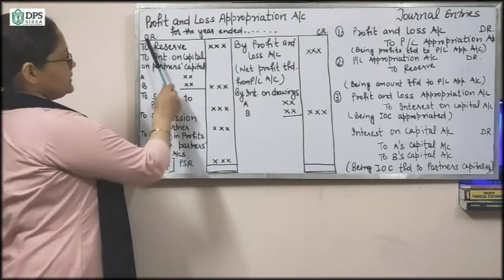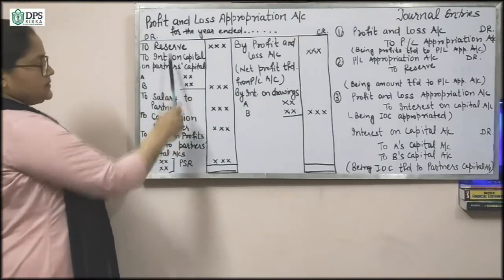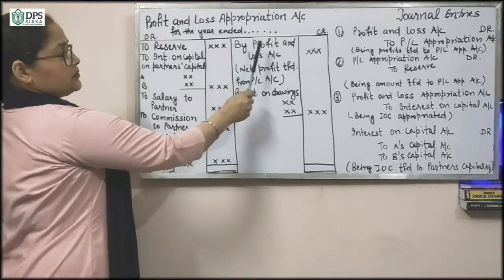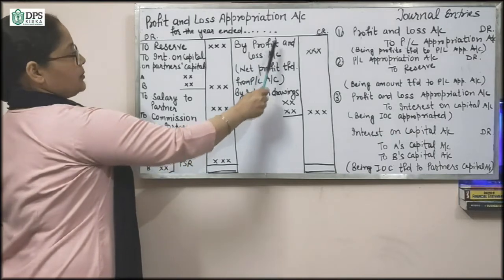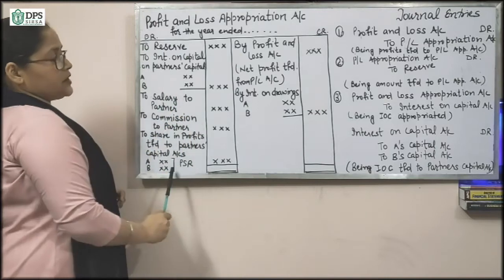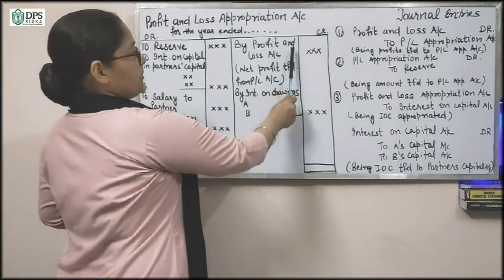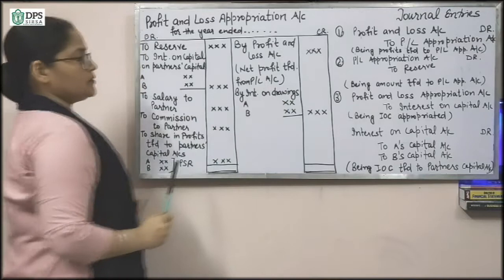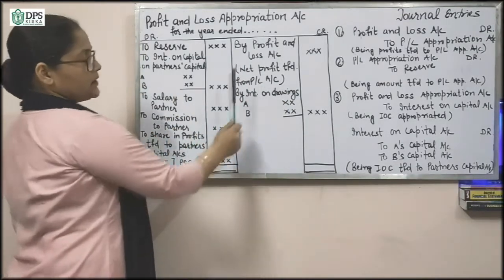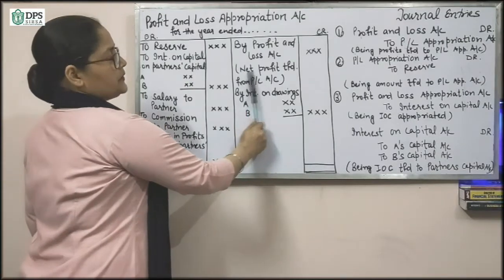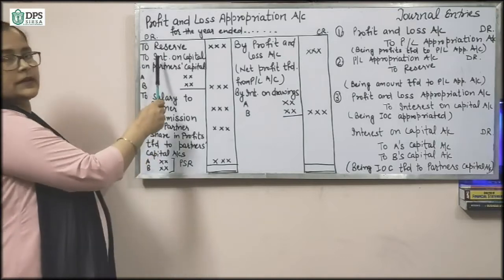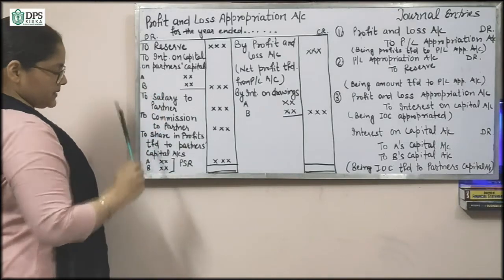So it will be debited. All the transactions that we are deducting from profits are debited, because this type of transactions deducts the balance of profit and loss account and net profits. These types of transactions are deducting the balance of net profit. That's why we are writing these on this side.